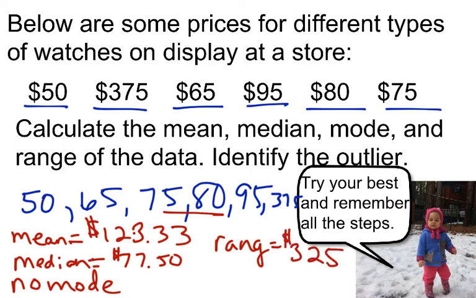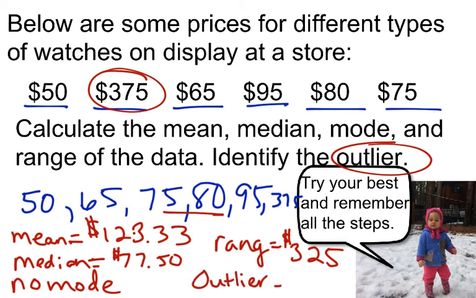So I've calculated all of these. Hopefully you've realized the outlier. There's a number that's much higher than the rest. My outlier is 375. Make sure you have all of this in your notes. So now what do we do with this data? Well, we're going to see how the outlier affects the mean, median, and mode, and then we're going to plot this on a box and whisker plot.